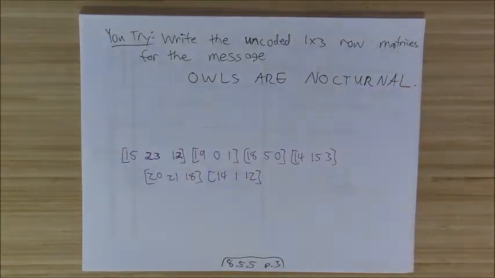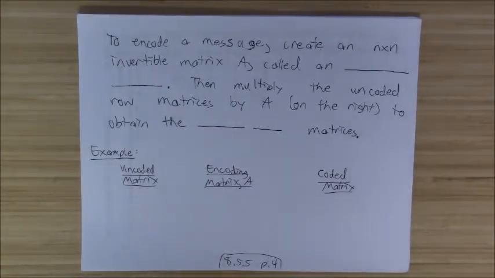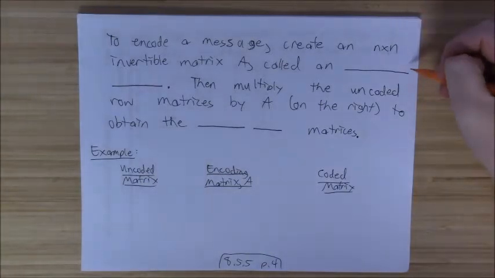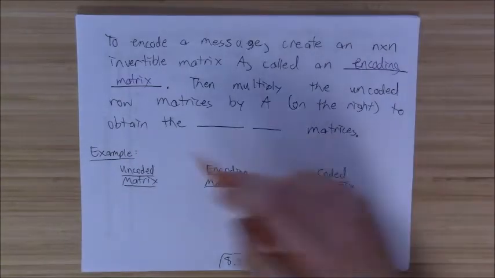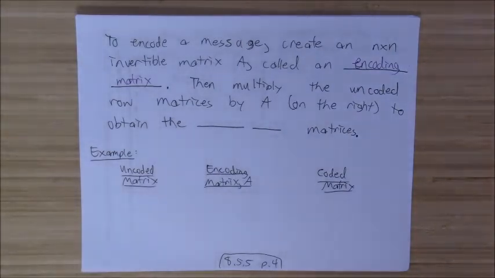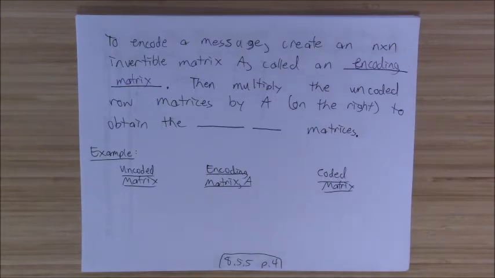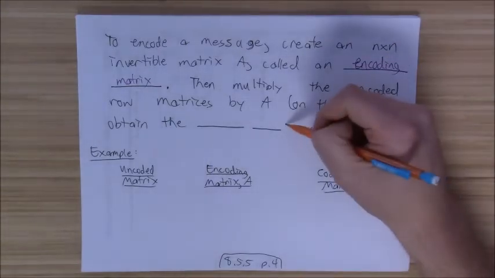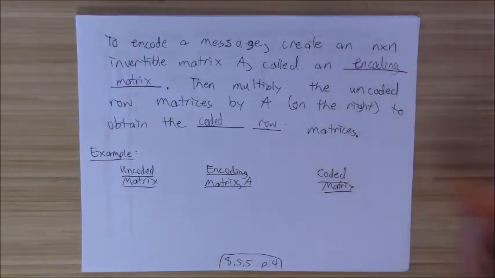Now that we know how to write them as numbers, to encode a message, we create an n by n invertible matrix, which we call an encoding matrix. This encoding matrix will then mix everything up. So we multiply the uncoded row matrices by A on the right to obtain the coded row matrices.